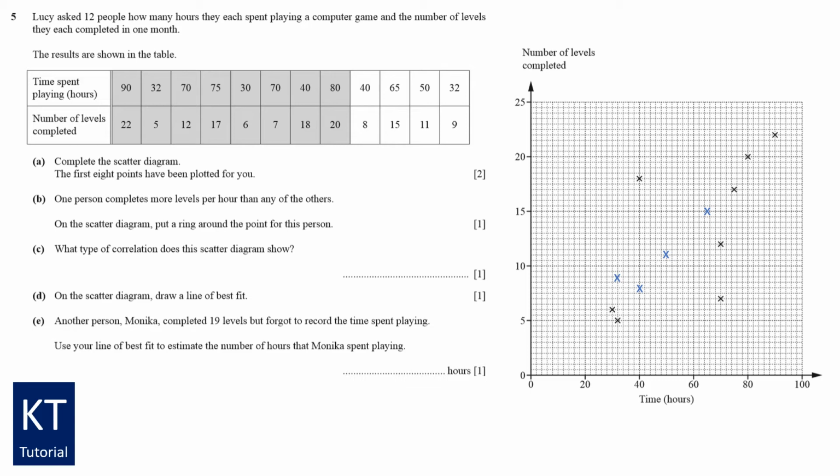Next, one person completes more levels per hour than any of the others. On the scatter diagram, put a ring around the point for this person. This is the point at the top left on the diagram. Next, what type of correlation does this scatter diagram show? With the number of levels completed increasing with increasing time, it is a positive correlation.